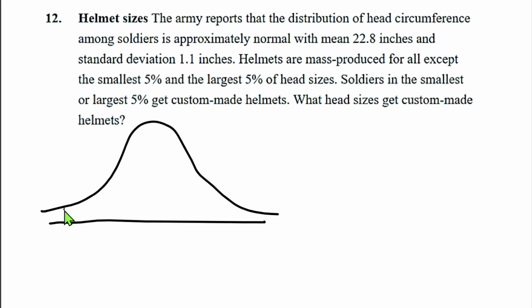Now, alright, so these folks over here get custom-made helmets, and these folks over here, and this is 5%, so 0.05, and this is also 0.05. So I hope you're already thinking what it's asking for. What head sizes get custom-made helmets? So we're looking for two x values, the smaller x value and the larger x value. So what is this x value and this x value that get custom helmets?